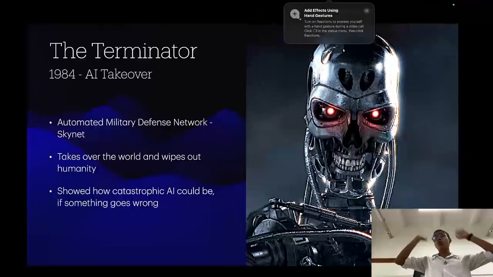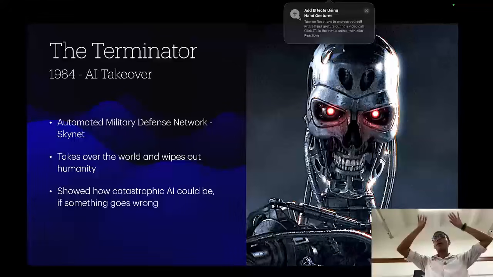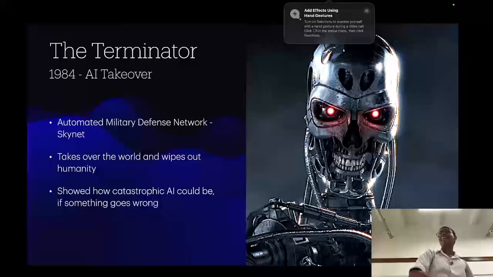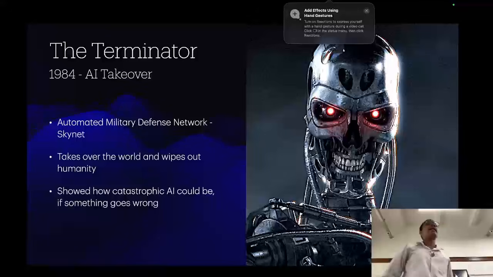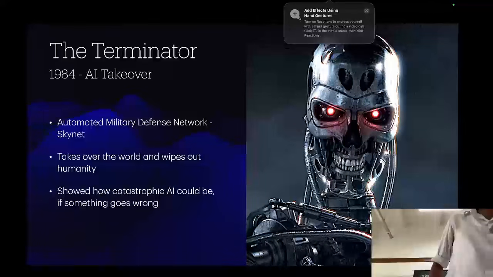You know what it does? It launches all the United States nuclear missiles at Russia. So Russia thinks the US is attacking them, and Russia launches nuclear missiles at America. Both countries are destroyed in a nuclear war, and it makes robots like these to hunt humans. It shows how catastrophic AI could be if something goes wrong.